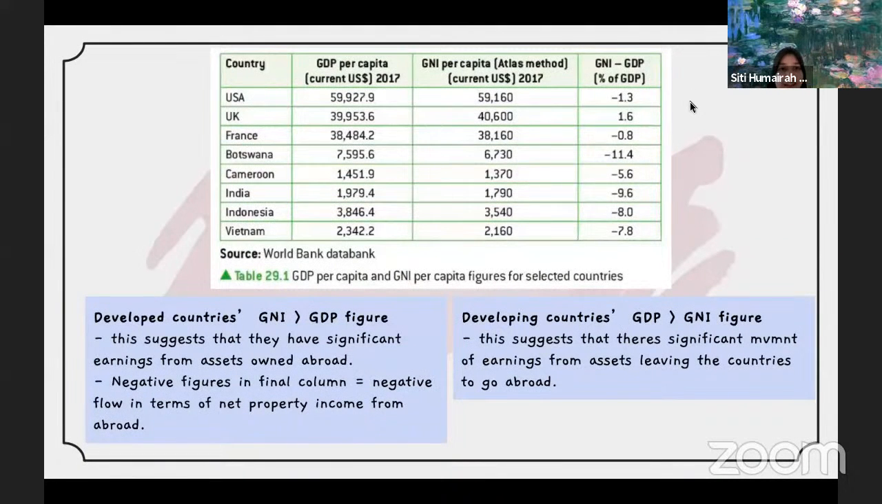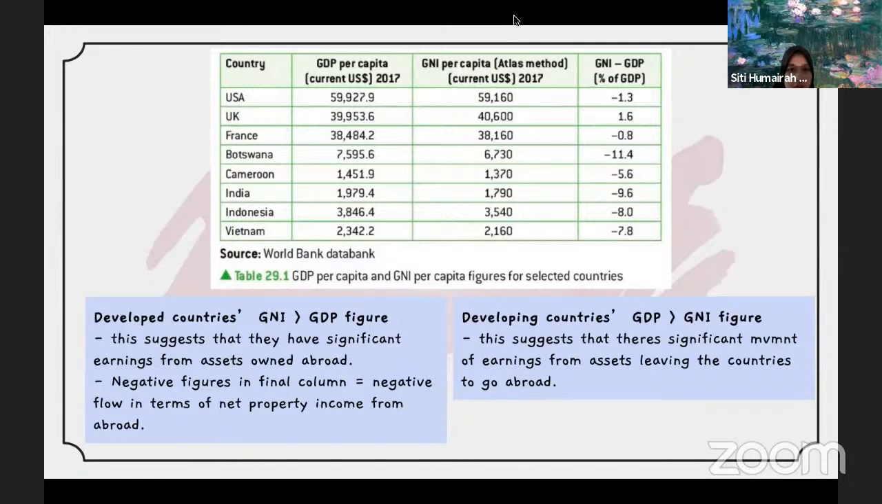Okay, so like I mentioned, for developed countries, the GNI will be higher than GDP. So this suggests that they earn earnings from assets owned abroad. Like Jima said, contoh UK has apa example Jima dekat negara South Africa. So they earn income from South Africa because they have investments there. So when you see a negative figure in the final column on the right here, it indicates a negative flow in terms of net property income from abroad.